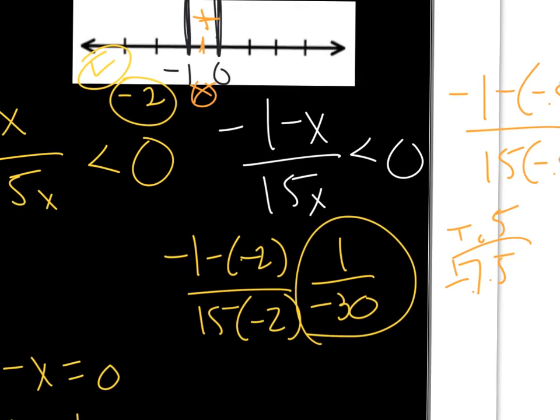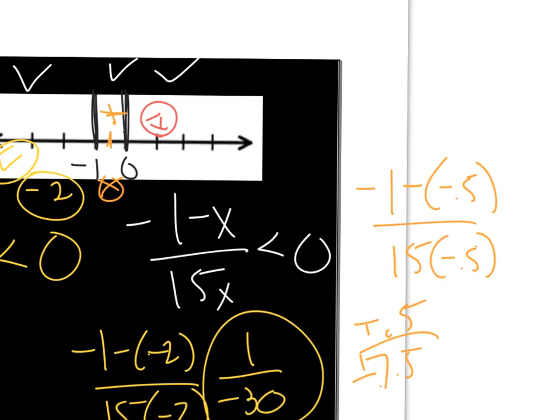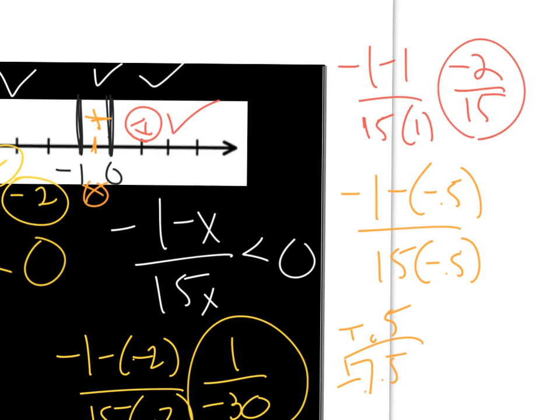Last piece, I need to go bigger than 0. Bigger than 0, I'd go 1 just because 1 is the easiest. So if I go 1, that's going to be negative 1 minus 1 over 15 times 1. So it's going to be negative 2 over 15. Is that negative? Yes, so that area checks out as well.